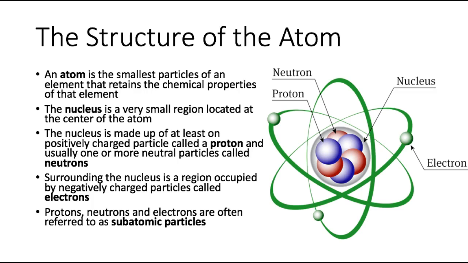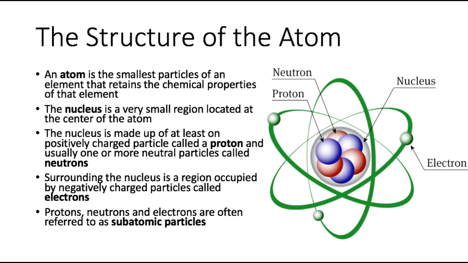Recall from Unit 1 that the atom is the smallest particle of an element that retains the chemical properties of that element. So that means if you break the element down into anything smaller than the atom, it will not have the specific properties of the element. There are smaller parts that make up the atom, but those particles don't have the properties of that specific element.